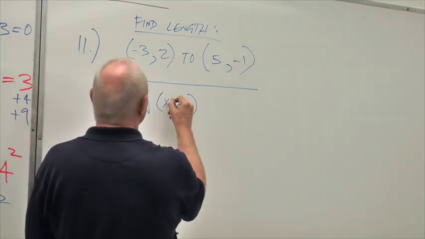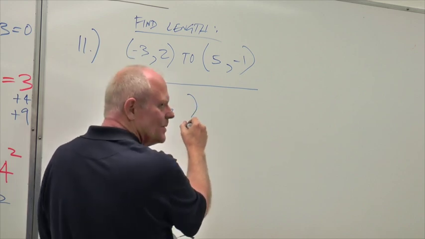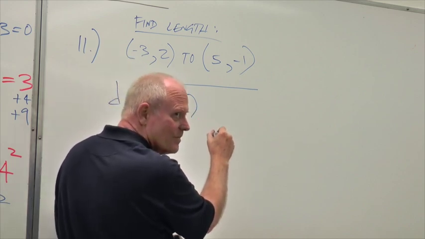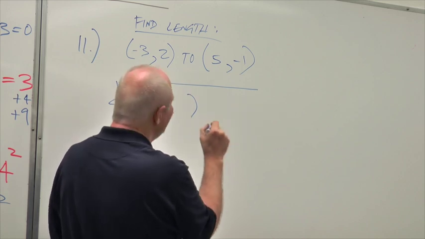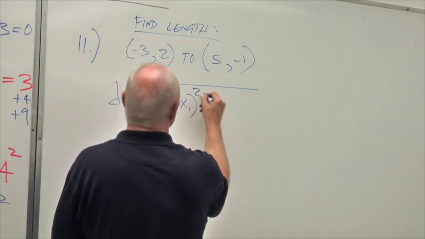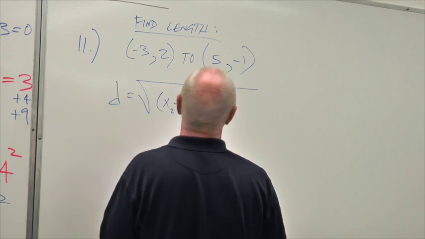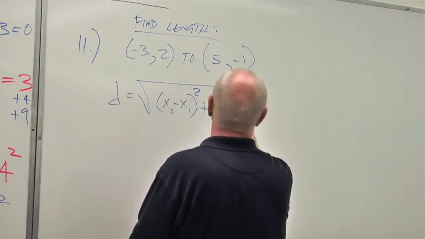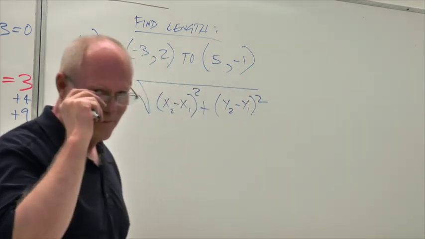x2 minus x1, very good, squared, plus what? y2 minus y1 squared. I believe that's the distance formula, right?